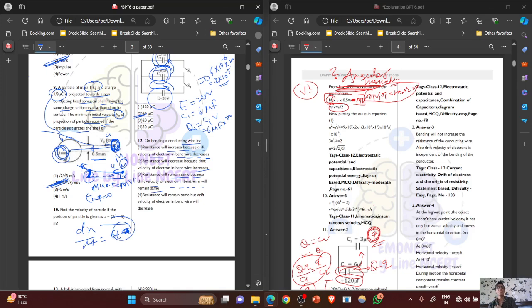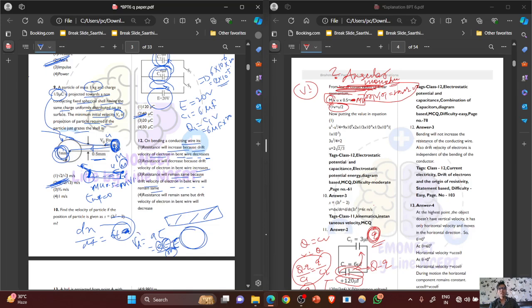Let's suppose there is a conductor wire, and you bend it. Drift velocity Vd equals what? Drift velocity is acceleration into time. Acceleration is E by m, into tau. It depends on charge, on electric field, on the mass of electron, and on the time, the relaxation time.